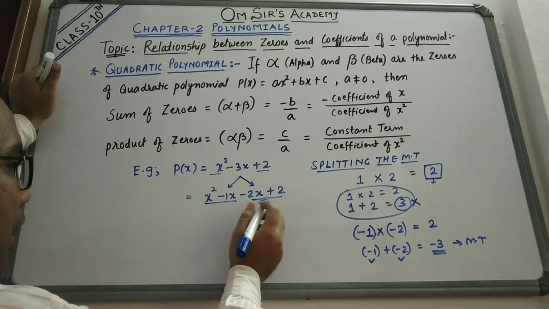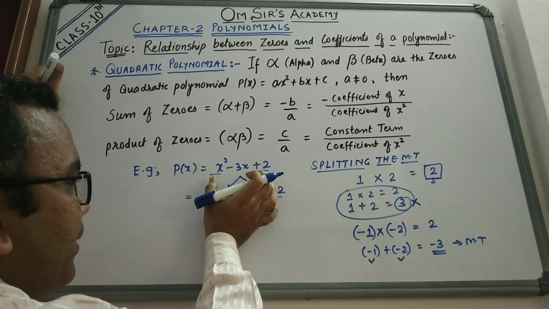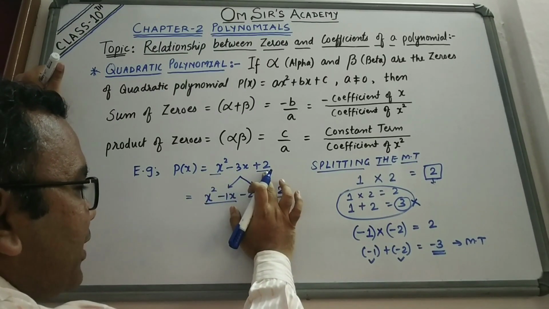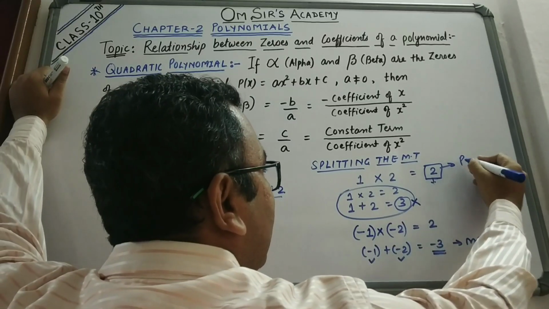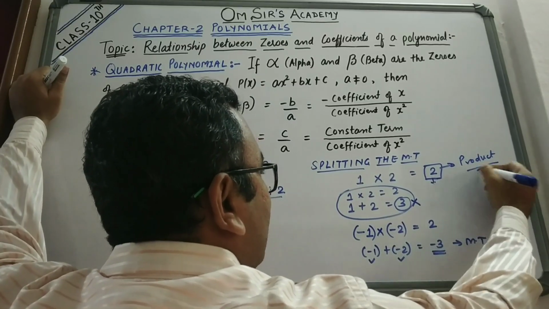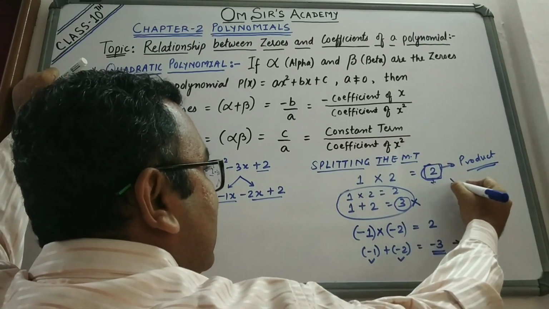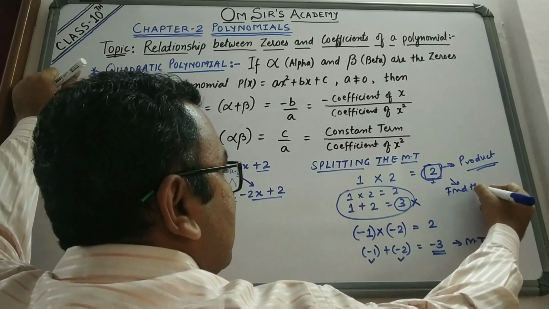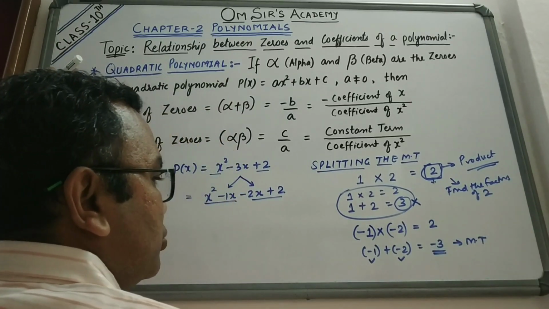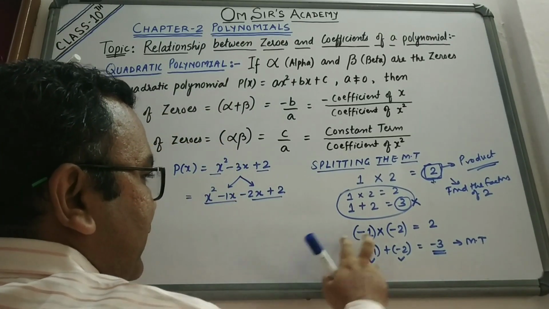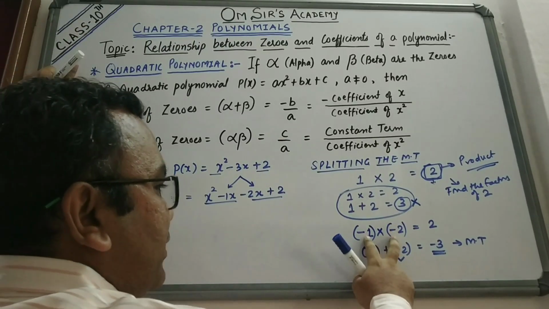ठीक है, तो हाउ वी कैन फैक्टराइज बाय स्प्लिटिंग द मिडल टर्म? आपको समझ में आ गया. पहले मैंने क्या किया? फर्स्ट और लास्ट टर्म के कोएफिशिएंट्स को मल्टीप्लाई किया, फिर जो प्रोडक्ट आई उसकी, दैट वाज 2. ओके, नाउ सेकंड स्टेप इज आई हैव टू फाइंड द फैक्टर्स ऑफ 2. ओके, तो 2 के कौन से फैक्टर्स आएंगे? -1 into -2, ये मैंने दो फैक्टर फाइंड किए.